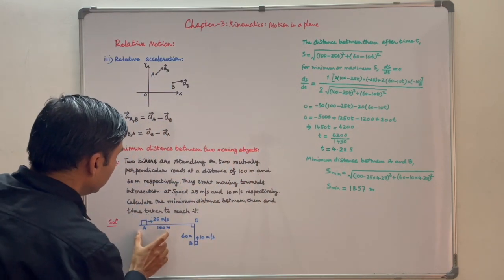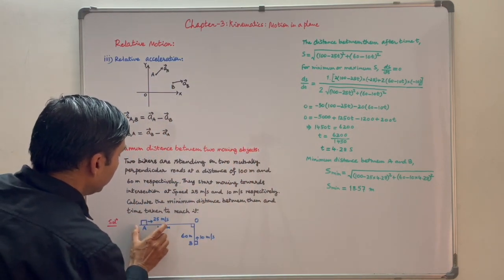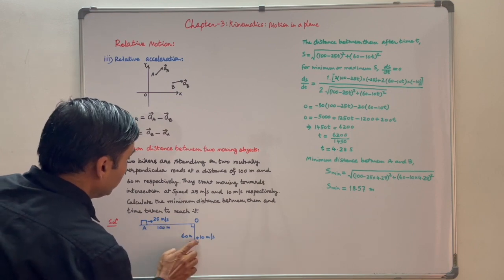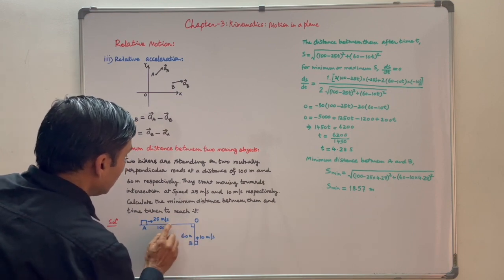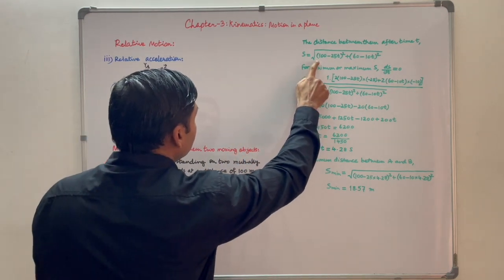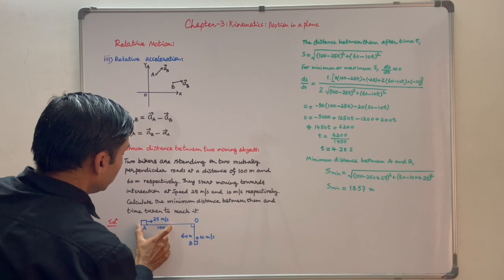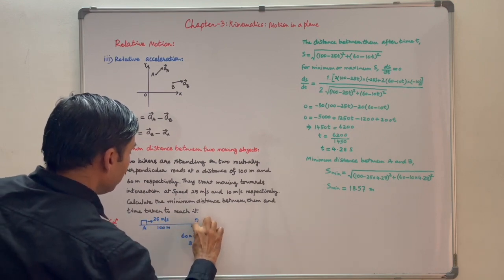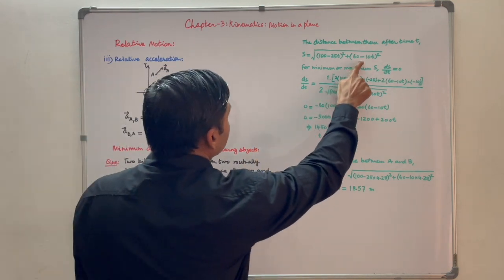In time t, the distance traveled by A will be 25t meters and by B it will be 10t meters. So now the distance between them, that is S, is equal to under root (100 minus 25t) whole square plus (60 minus 10t) whole square.